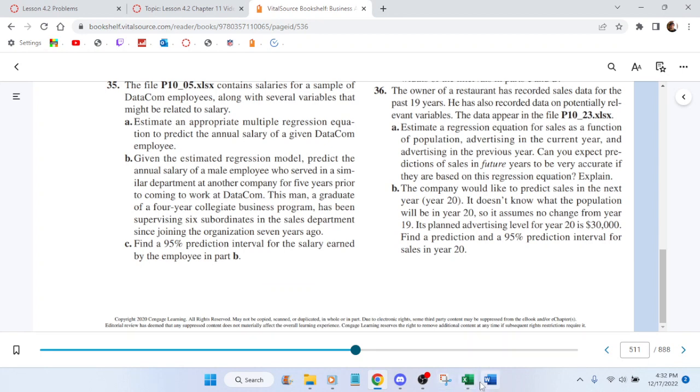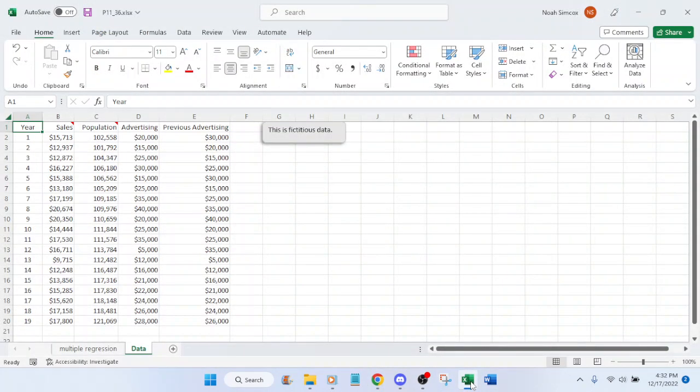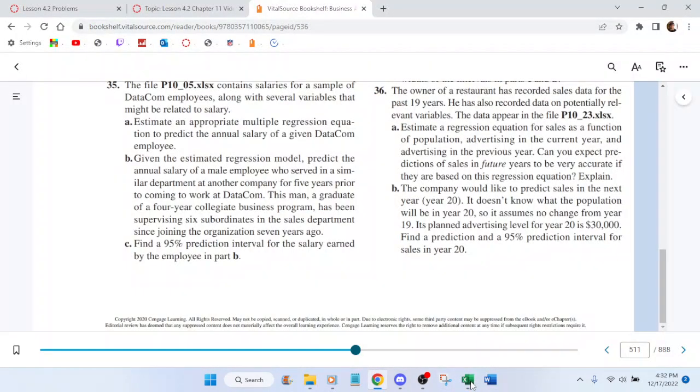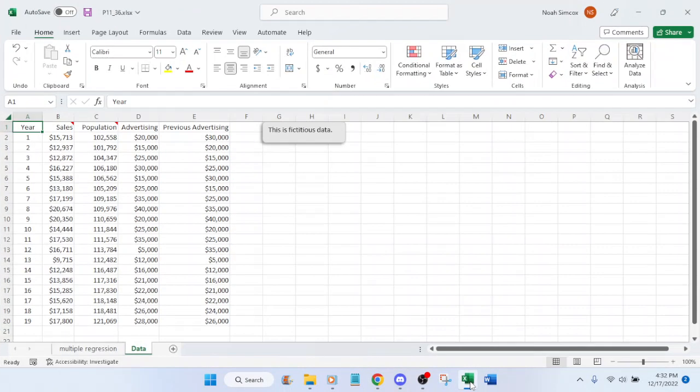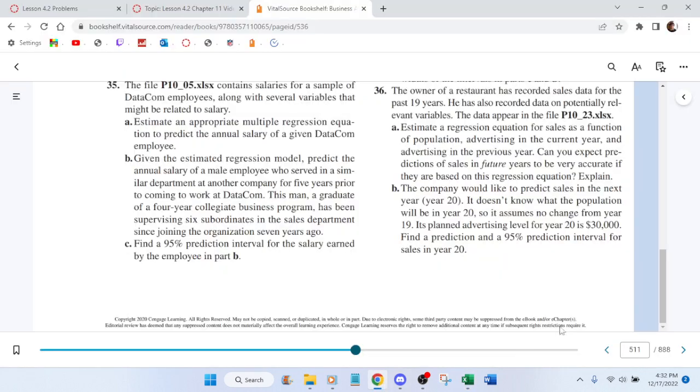Planned advertising level is 30,000, and you already have your previous year's advertising, because the previous advertising is just the previous year's. Like this number is this, this is this. So it's pretty simple. Find a prediction and 95% prediction interval for your sales in year 20.